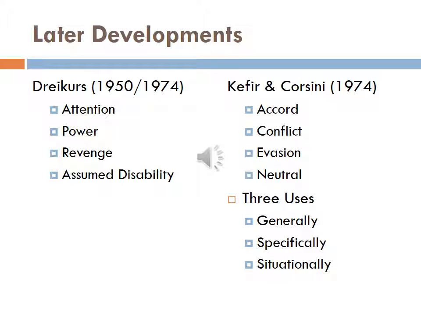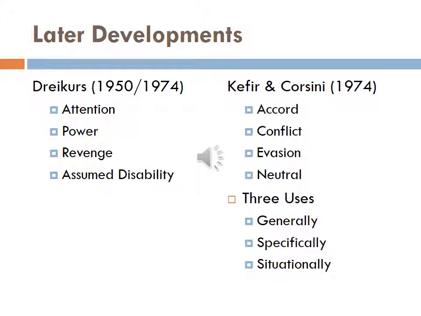Kefir and Corsini reviewed 8 systems of typology to identify commonalities. Based on the common elements they found, they proposed a triangular model with a factor at each corner and a neutral in the middle. Quote, "Any individual belongs somewhere on the surface of the triangle with various amounts of these traits or forces." End quote.